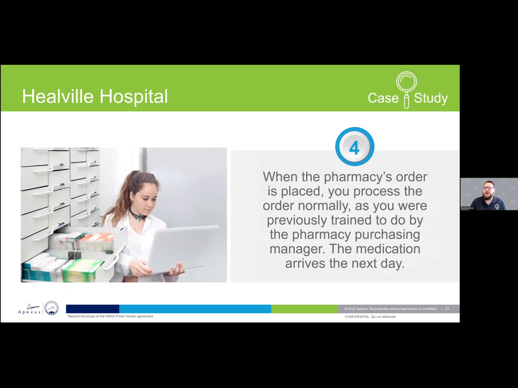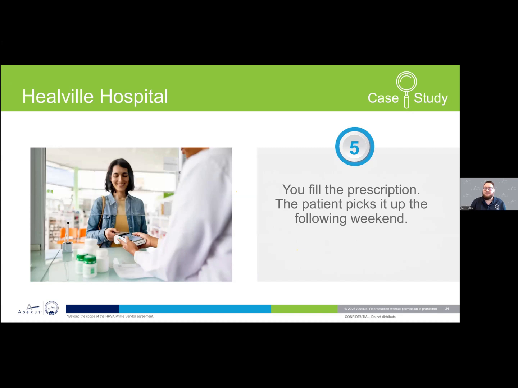So you find the correct product that will need to be used to fill the script for the patient in your procurement catalog online, and you add it to that day's order. You process the order through normally, as you were previously trained to do by your organization's pharmacy purchasing manager. The drug comes in the order on the next day's truck when it arrives. You receive the product, you fill the medication, and put it in a storage bin ready for pickup. The patient comes in the following weekend to pick it up. She pays her copay and she leaves with the medication.